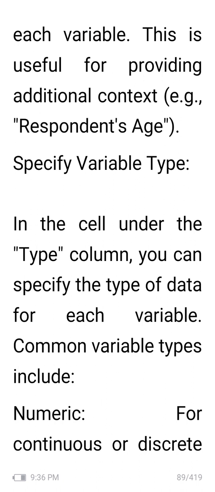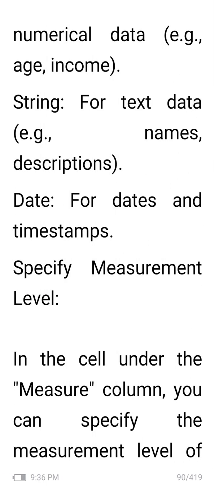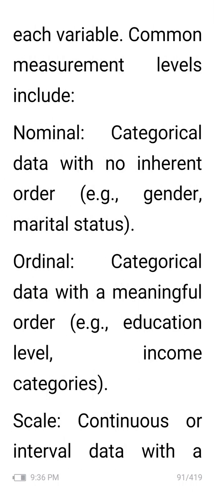Then specify variable type. In the cell under the type column, you can specify the type of data for each variable. Common variable types include numeric for continuous or discrete numerical data, for example, age, income. String variable for text data, names, descriptions. Date for dates and timestamps. Then specify measurement level. In the cell under the measure column, you can specify the measurement level of each variable. Common measurement levels include nominal, categorical data.